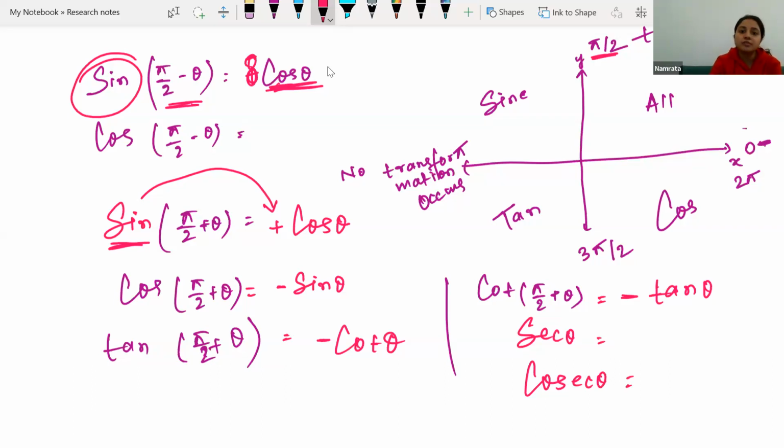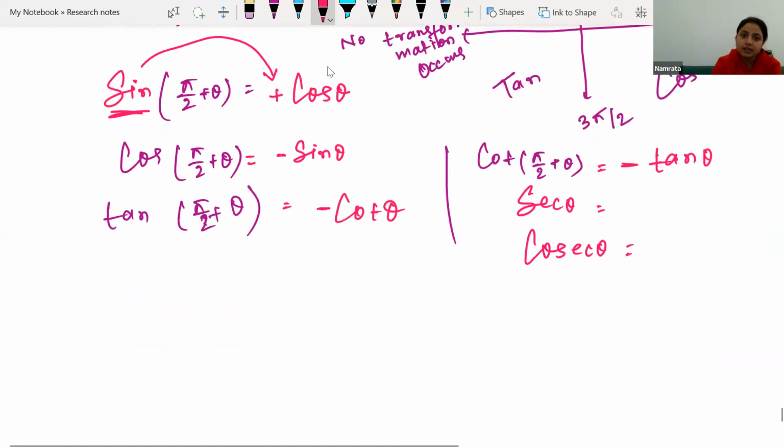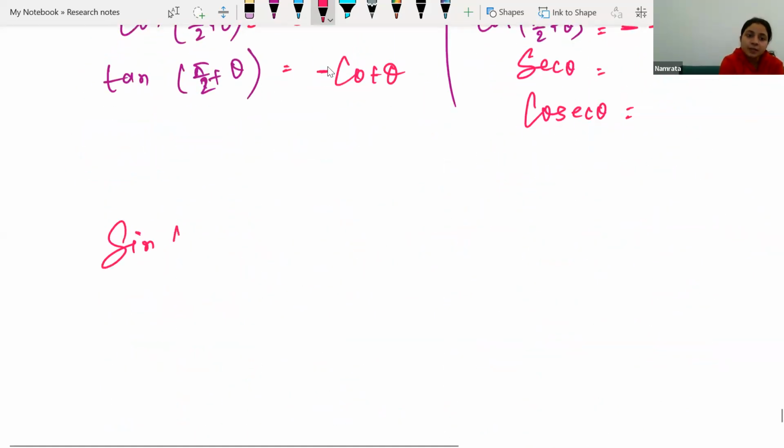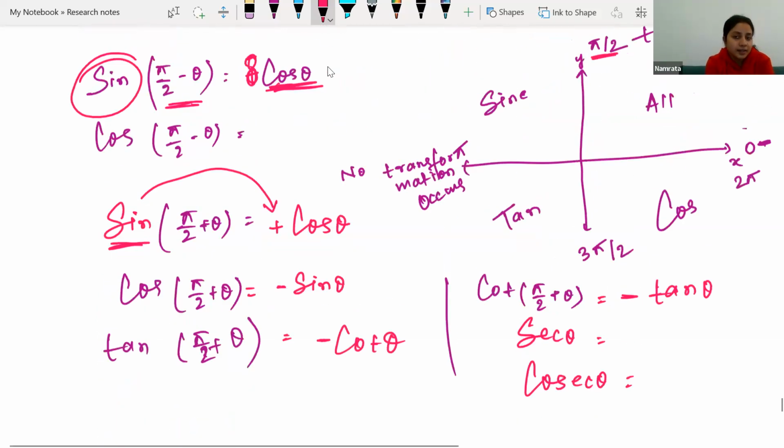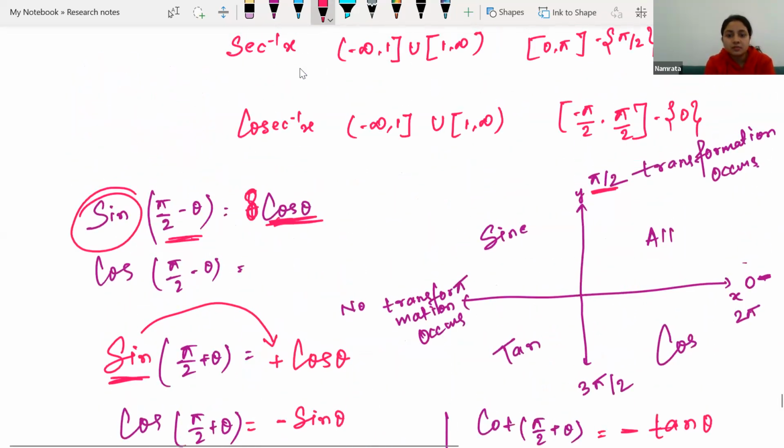Okay, now the next angle is sine pi minus theta, cos pi minus theta. Okay, I'm not writing all, just tan, sine, cos. These three I'm writing. On the basis of these three only you can do the other three also, or you can understand. Whenever we have to use it, we'll be using this concept. So pi minus theta, that means you can see this is pi, here pi. And beside pi I have written no transformation occurs. On the x-axis, no transformation occurs. That means sine will remain sine, cos will remain cos, and tan will remain tan.